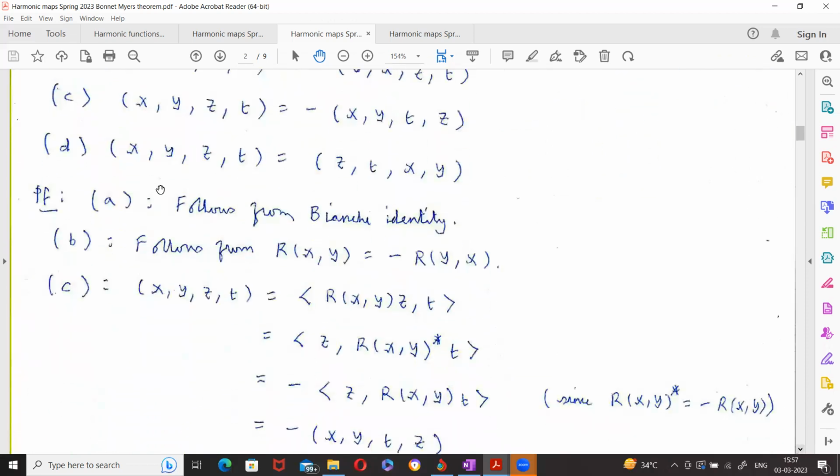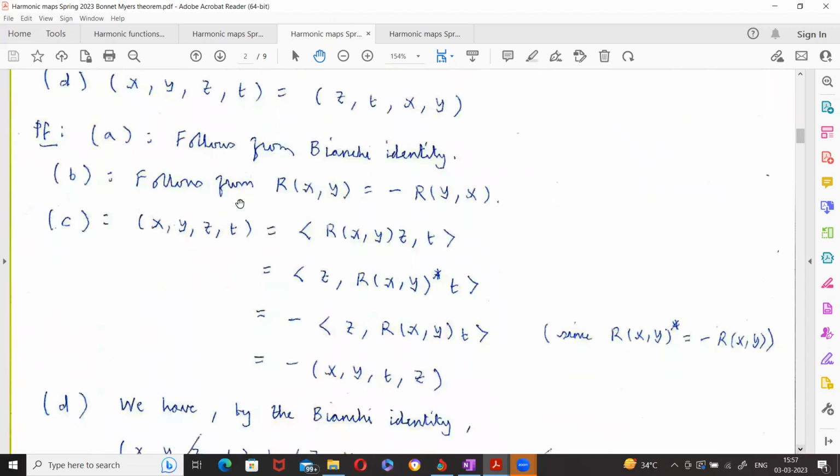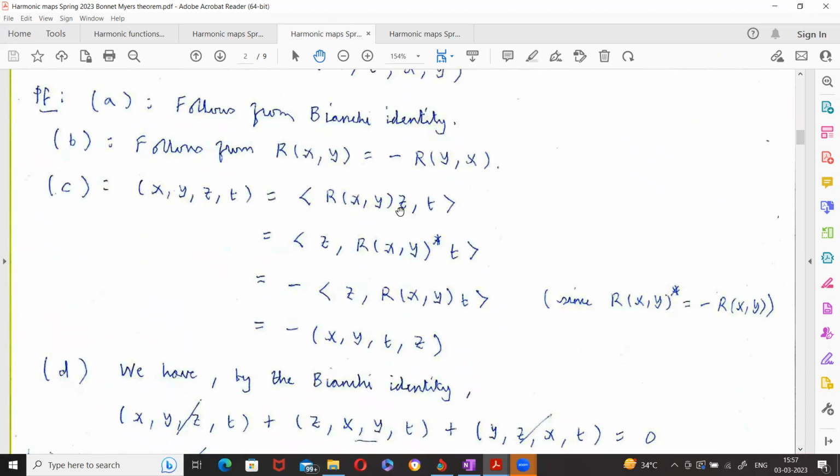Let me do the proof of that. So [X,Y,Z,T] is the inner product of R(X,Y)Z with T. Now I move the operator to the other side as R(X,Y)* acting on T, the adjoint acting on T. Now I use the fact that R(X,Y)* is minus R(X,Y). So this becomes minus the inner product of Z with R(X,Y)T. And you can see this is just equal to minus [X,Y,T,Z]. Okay. So that gives you the third property.